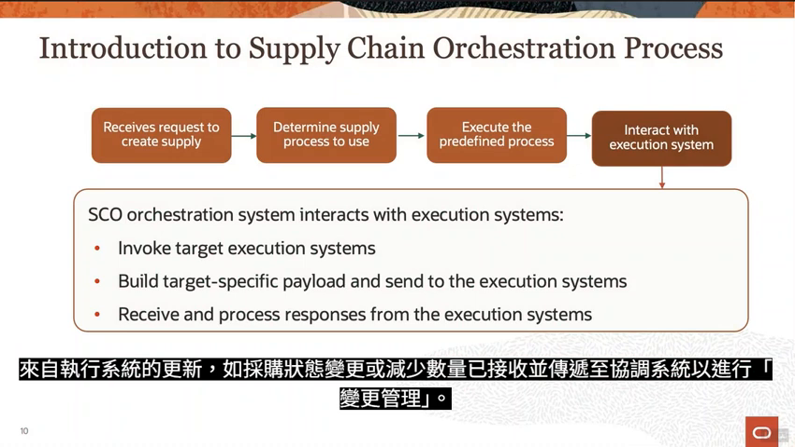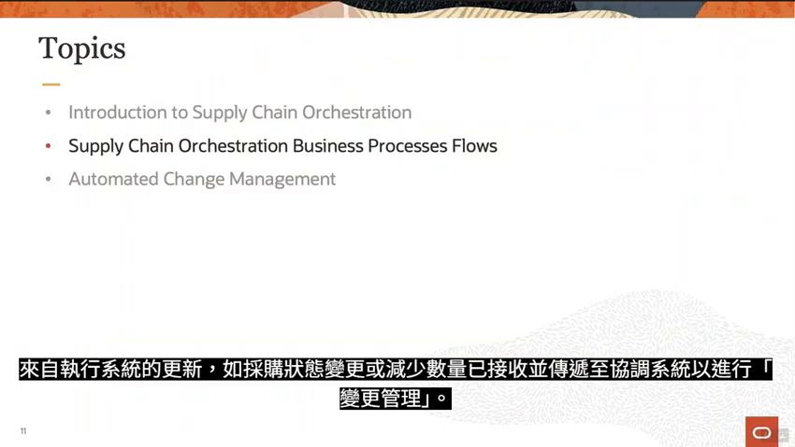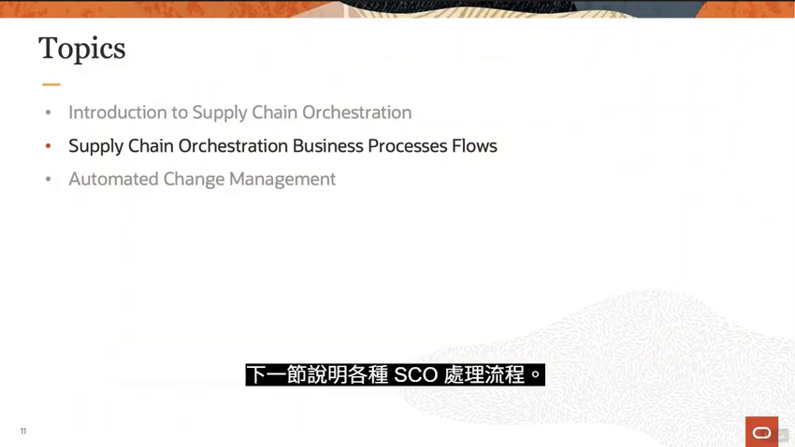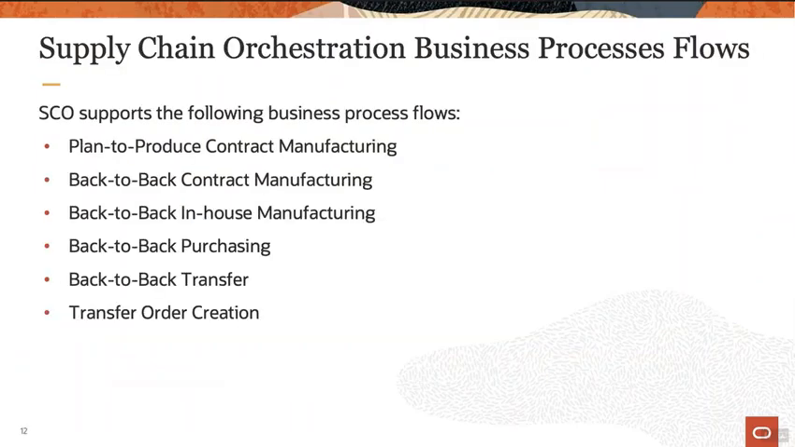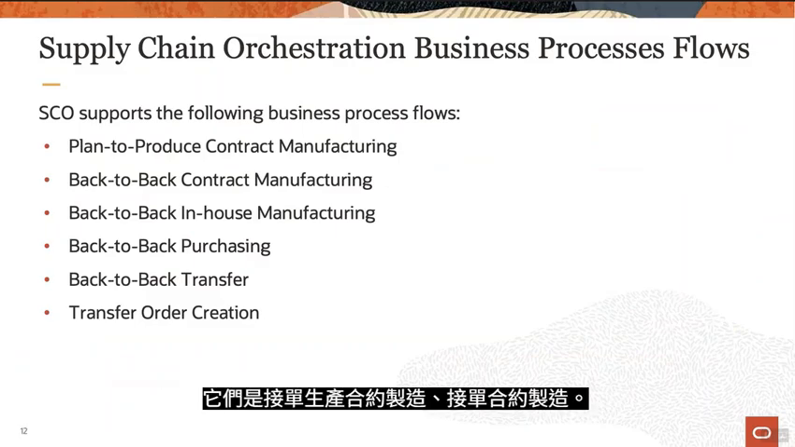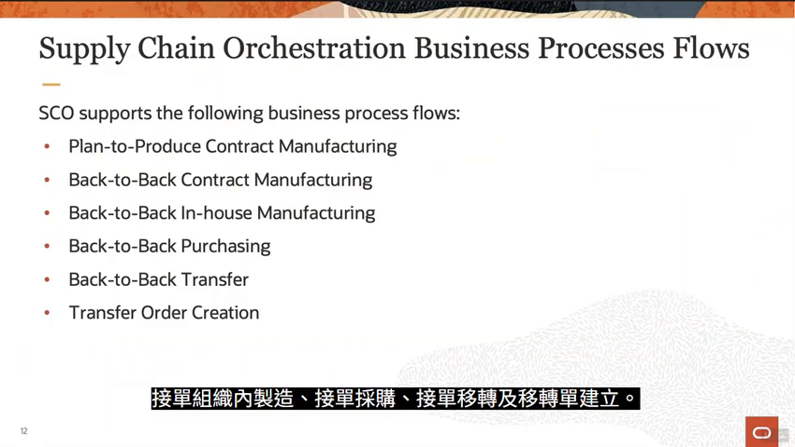Our next section describes the various SCO business process flows. Here we see a list of the supported supply chain orchestration business process flows. They are plan to produce contract manufacturing, back-to-back contract manufacturing, back-to-back in-house manufacturing, back-to-back purchasing, back-to-back transfer, and transfer order creation.